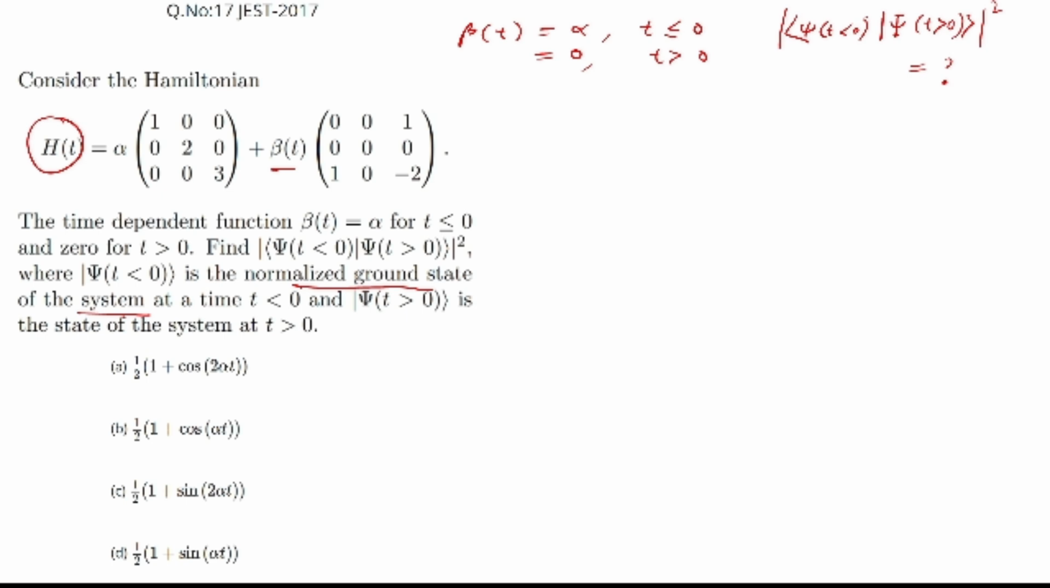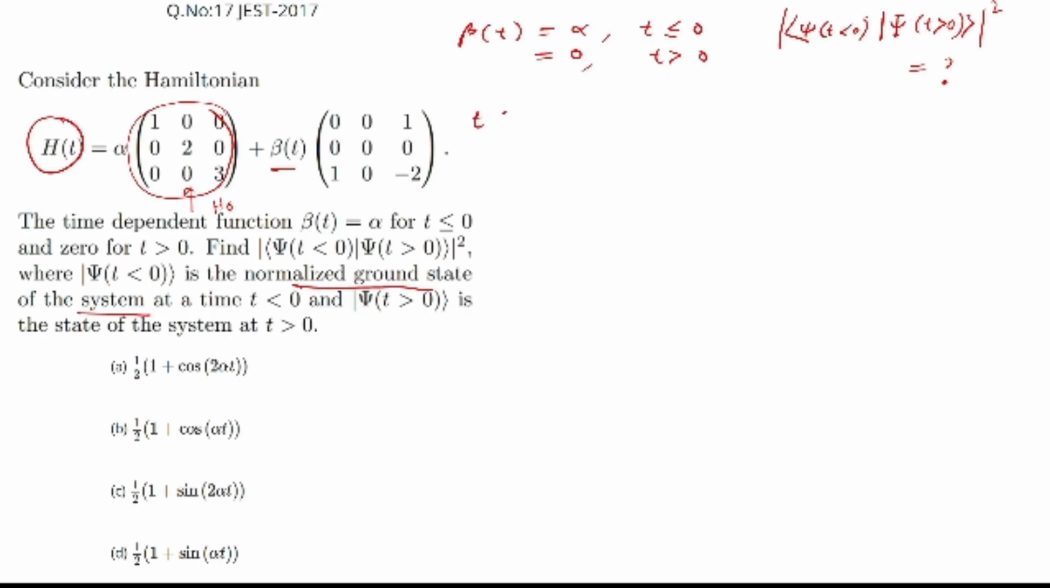Now if you see, the given Hamiltonian is the addition of two parts. One part is the time independent part, that is the initial part, H naught, and another part is the time dependent part. Okay, very simple. If we consider t greater than 0, then beta gives 0 value, and if we consider t less than 0, beta gives some value. So let's consider the t less than or equal to 0 case.